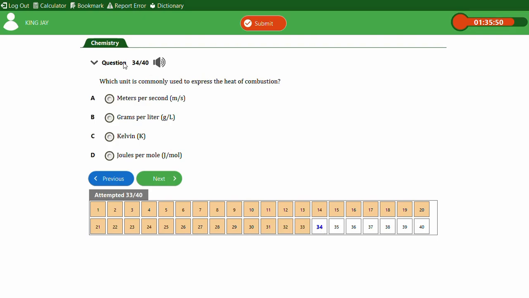Which unit is commonly used to express the heat of combustion? Meter per second? No. Gram per liter? No. Kelvin? No. Joules? Yes, joules. Joules is the unit for heat or energy. Kelvin is for temperature, grams for mass, meter for length or distance. So the answer is D.